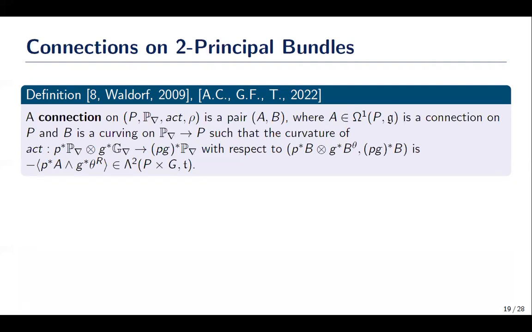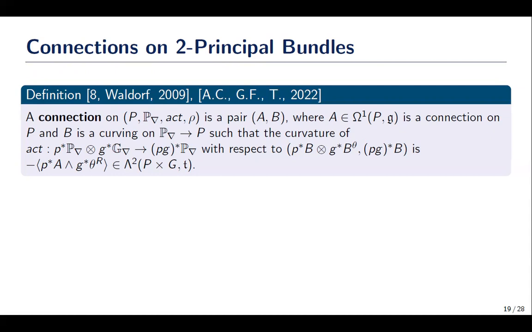And finally, I can define a connection on this thing. A connection on such a 2-principal bundle is going to be given by a pair. A is a connection on P, a classical connection, and then B is a curving on this Chern with connective structure. And what I have to do now is to impose that this connection behaves well with respect to the action of the group.